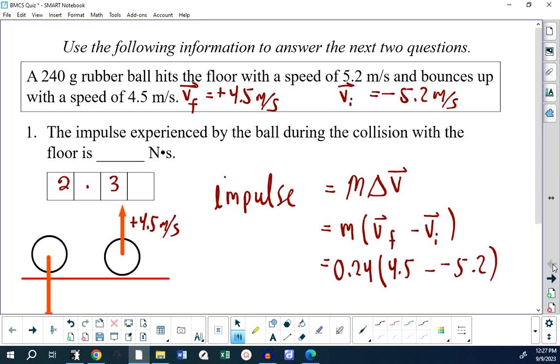I could give you a similar situation, except instead of having a rubber ball falling and then bouncing up, I could tell you that you have a golf ball which is moving west and it hits a tree that causes the ball to bounce east. The bottom line is to find the impulse. It's m times vf minus vi, where vf and vi are vectors, and we need to include the direction.